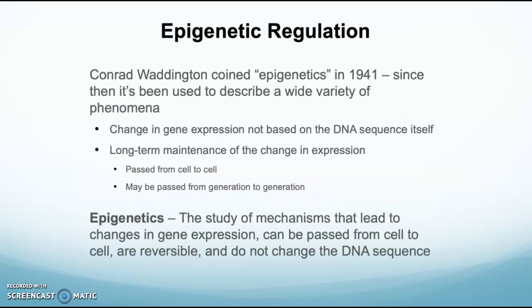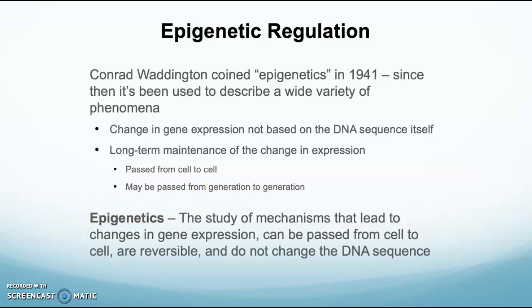So epigenetic regulation, we know that this goes on, and the term was actually coined in 1941, and it's been used to describe this very wide variety of things that we see with the expression of genes. So we want to think about it first of all as a change in gene expression, meaning the rate of transcription of a particular gene that is not based on the DNA sequence itself. So it's something on top of the DNA sequence itself. There can be long-term maintenance of the change in expression, meaning that it can be passed from cell to cell, and in some cases it may be passed from generation to generation, even though it's not the DNA sequence itself.